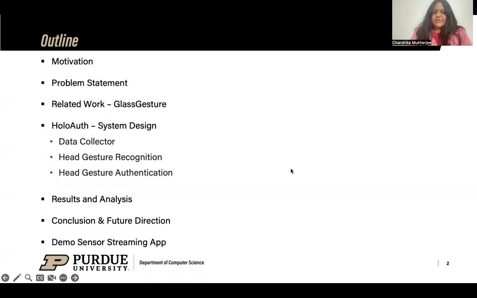First, I will explain my motivation behind the work, then I will talk about the problem. After that, I will talk about a related work, Glass Gesture. Then I will discuss the system design of HoloAuth. After that, I will show some results and analysis. Then I will discuss the conclusion and some future direction. And at the end, I will be showing the demo of the sensor streaming application.